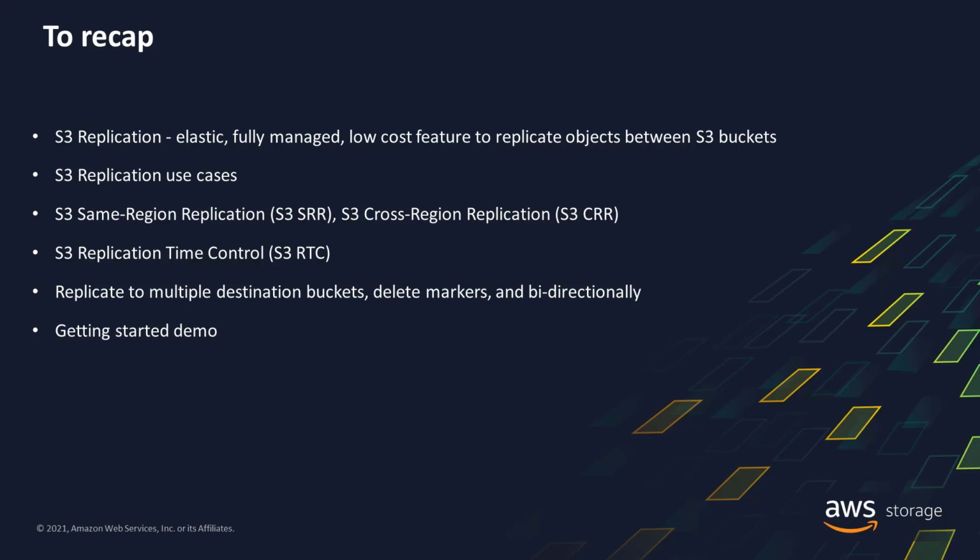Okay, so to recap, we talked about a few things today. We talked about S3 replication, which is an elastic, fully managed, low-cost feature to automatically replicate objects between S3 buckets. We talked about a wide variety of S3 replication offerings like same-region replication, cross-region replication, and replication time control. We also reviewed other replication configurations like replicating to multiple destinations, replicating delete markers, and replica modification sync. And finally, we showed you how to get started with replication.